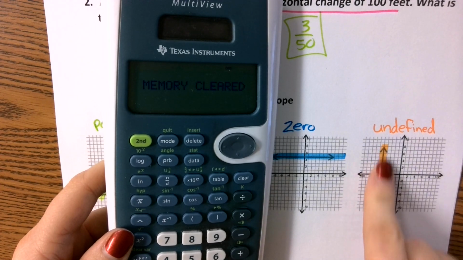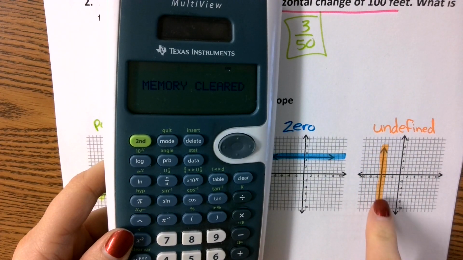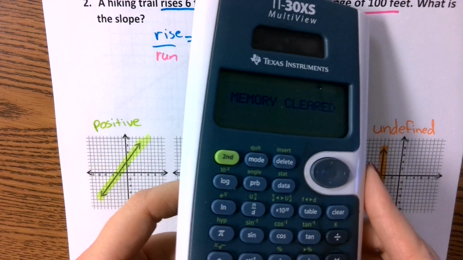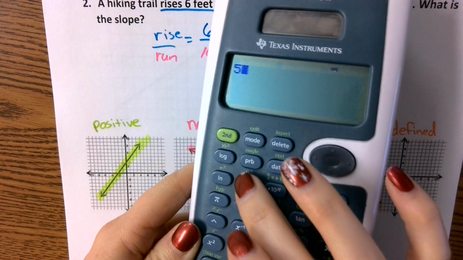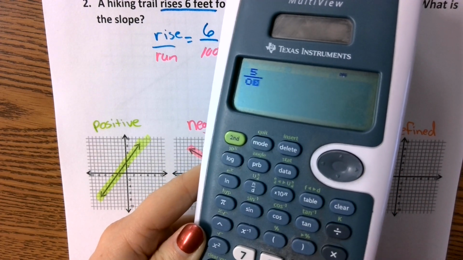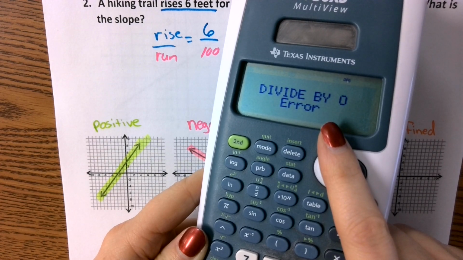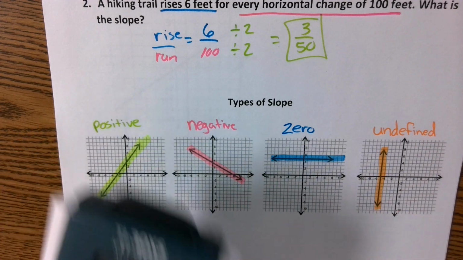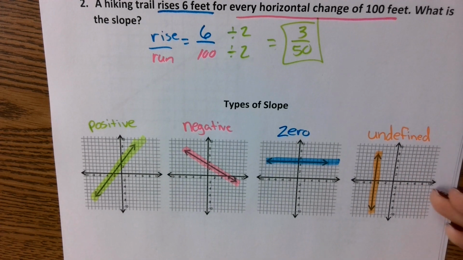Your undefined, your x is not changing. So your x change is 0 because you're staying in one spot for all of your x's, but your y is changing, right? You're going from one point up to the next, up to the next, up to the next. So your y shows a change. Let's say the change was 5 for my y over no change at all for my x because it's a vertical line. I'm going to get a divide by 0 error. When you get an error, that's why we call it undefined. You're not allowed to have 0 as a denominator. So it creates an undefined value.